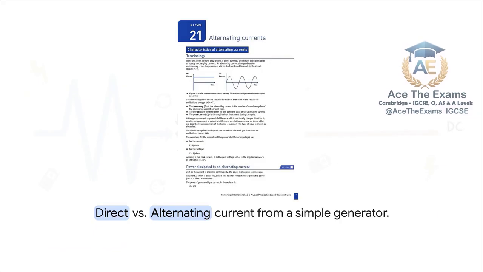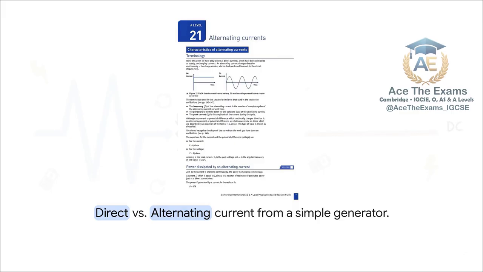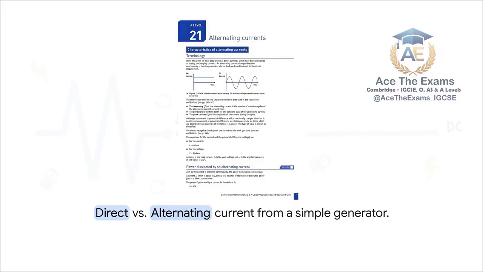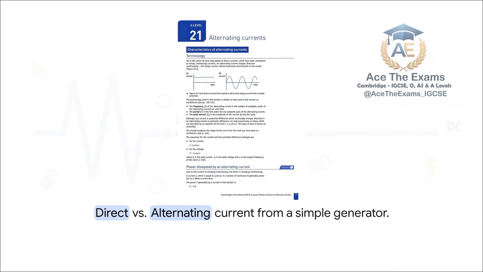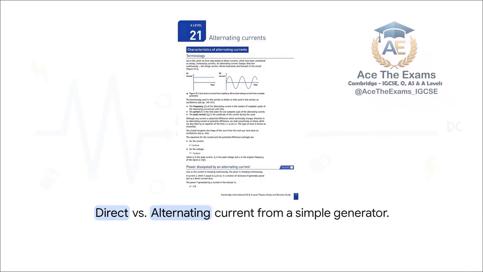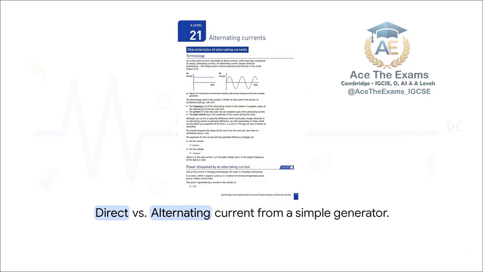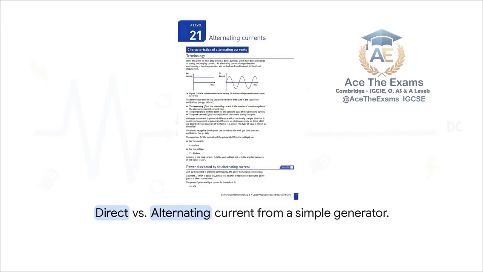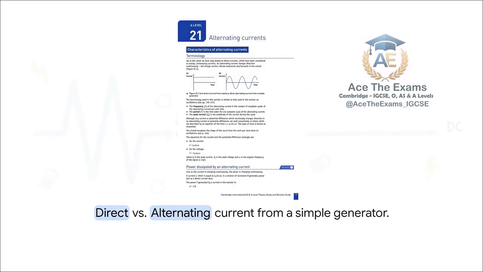Okay, look at these two graphs directly. This is a classic visual analysis question. On the left, direct current. It's just a horizontal line over time, steady, unmoving. On the right, alternating current from a simple generator. Look at the wave. The current rises to a peak, falls back through zero, goes completely negative, meaning it literally reverses direction entirely, and then comes back to zero again.